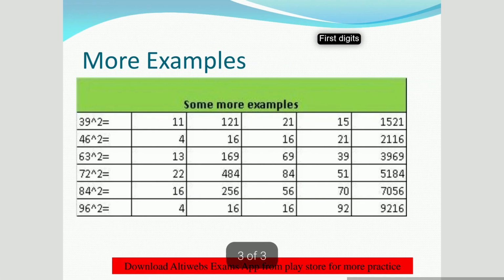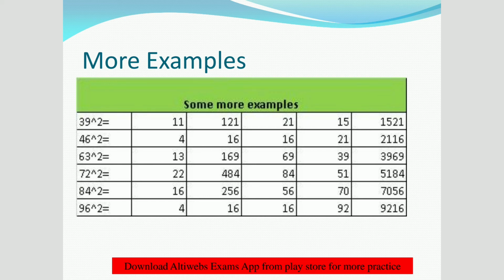Let me show you some more examples. Here I have two examples for each category. In the first category I have 39 square. So what is x? 50 minus 39, which is 11. 11 square is 121. So the last two digits are 21. And what are the first digits? 25 minus 11 is how much? 14. And what is the first digit of x square? 1. 15. So what is the answer?